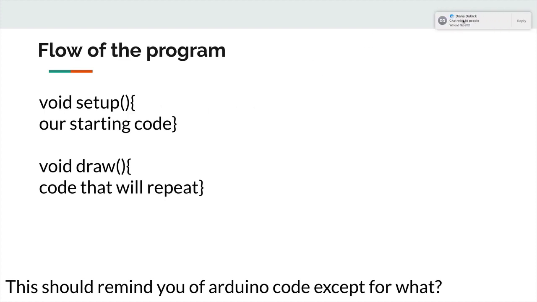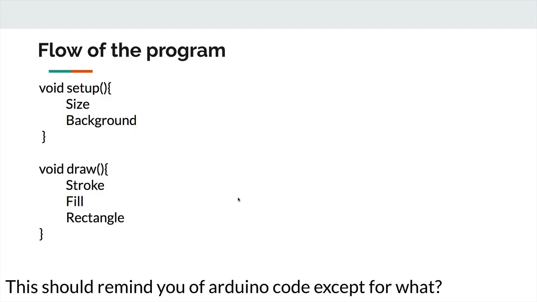So you have your parentheses here, parentheses here, and then curly bracket left, curly bracket right, void setup. Then you have void draw, and code that will repeat. In a big program, a lot of times you'll see void setup, parentheses, bracket, size, background, then void draw, parentheses, bracket, and really the bulk of your program is under draw. Background might be in here or might be there. It depends what you're trying to do.